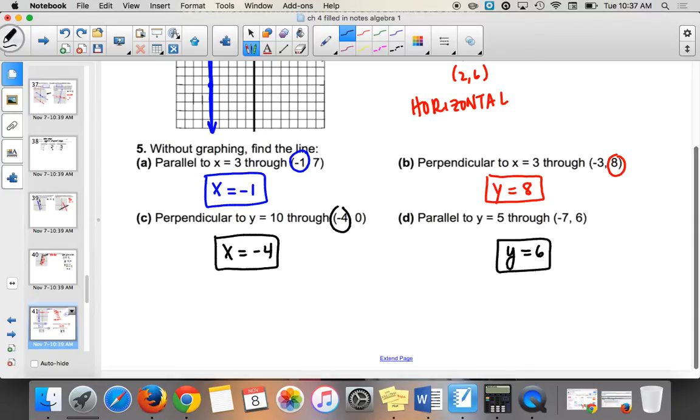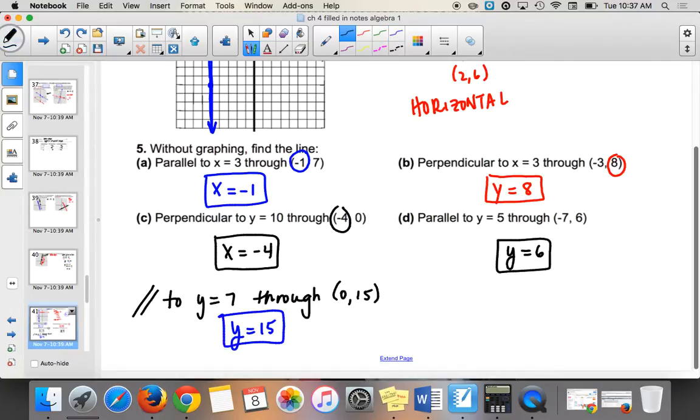So what if it says parallel? This is the symbol for parallel. Do we see why it's the symbol for parallel? So what if it said parallel to y equals 7 through 0, 15? So is it a y equals or an x equals? That's what we decide. It's parallel, so it's going to be the same kind of equation. So it's going to be y equals 15.